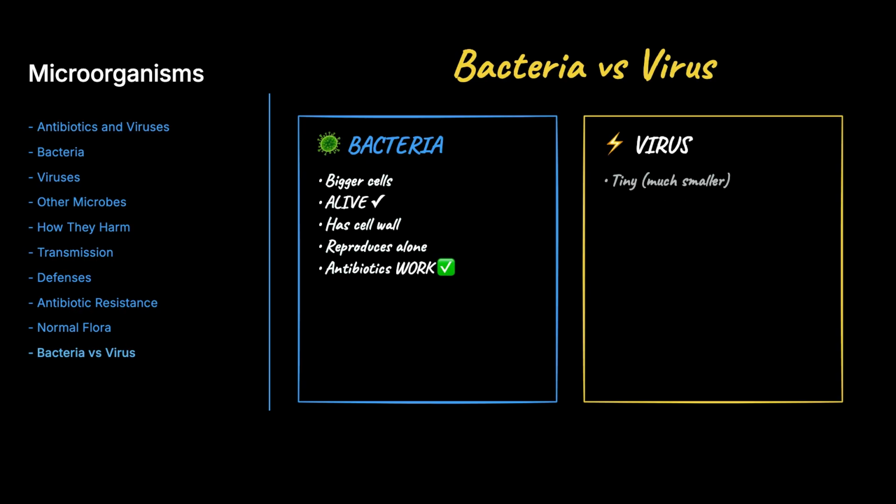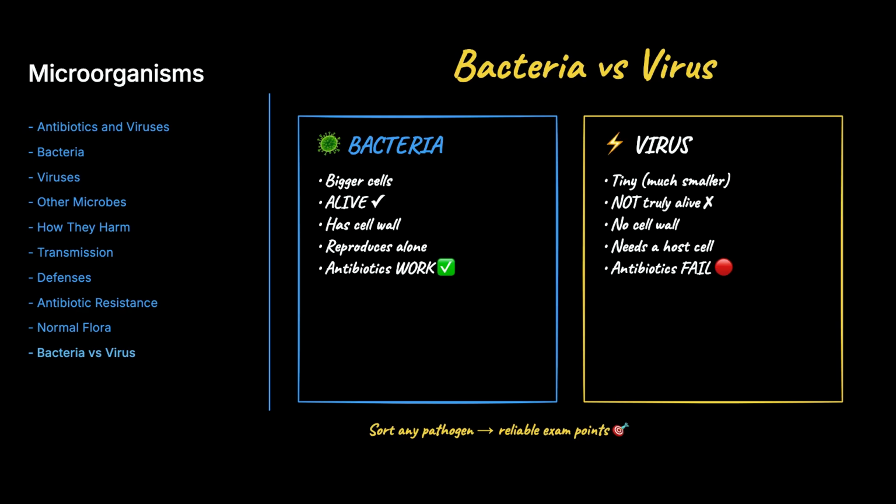Bacteria are bigger, alive, often have cell walls, reproduce alone, and answer to antibiotics. Viruses are tiny, not truly alive, need a host to copy themselves, and shrug antibiotics off. Sort any pathogen into that bacteria versus virus split, and you earn reliable points.